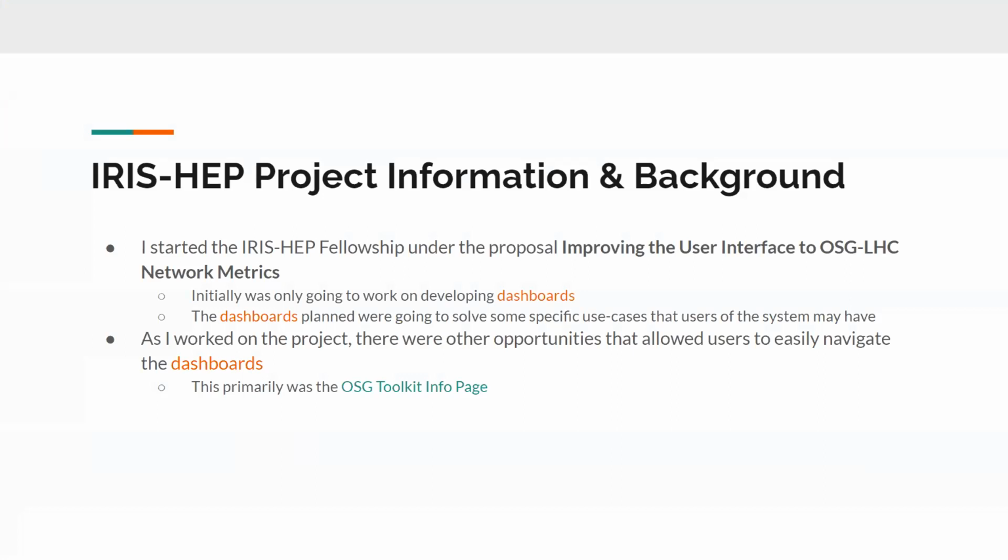Just some brief background, I submitted my proposal under the name Improving the User Interface to the OSG-LHC network metrics. My initial ideas were just to work on dashboards and better ways to show the data that's being stored on the Atlas Midwest Tier 2, just because some of the data was very broad. But as I worked on the project, I was introduced to other opportunities to allow users to easily navigate to the dashboards and information that they might be interested in, and that was the OSG Toolkit info page, which I'll get to later in the presentation.